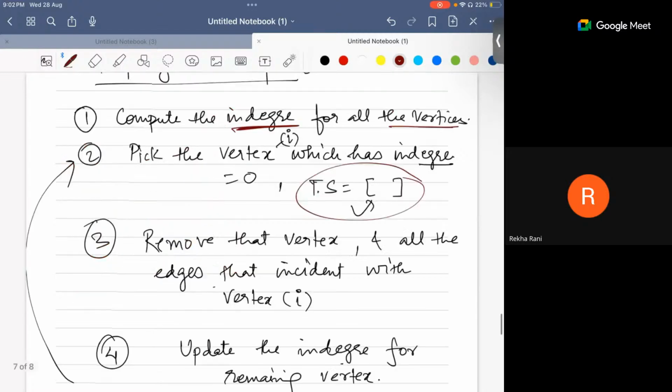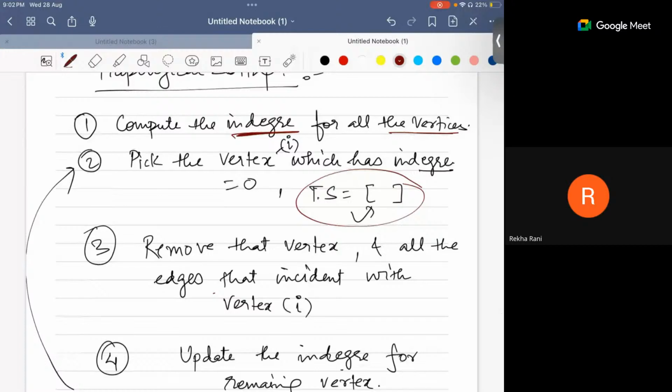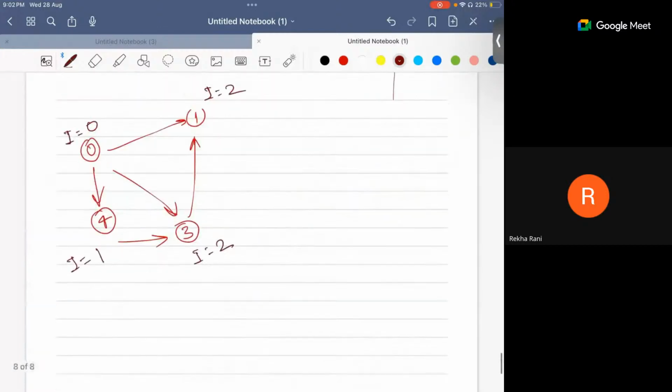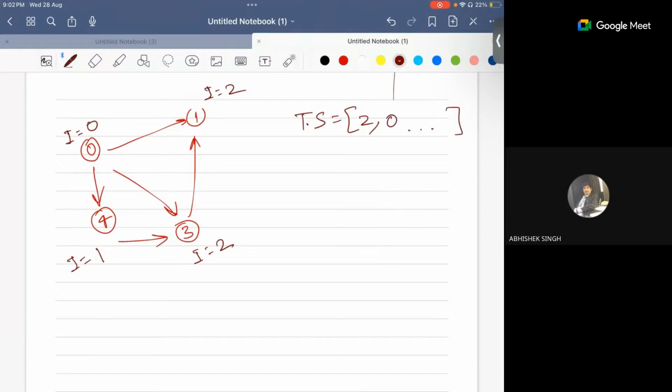Now again we have to repeat it. The in degree has been computed for all. Now pick the vertex with the in degree 0. Which is the vertex with in degree 0? 0, right? Put it in the topological list, whatever list we were making. So after 2, we put 0. Correct? Now the next step is what?